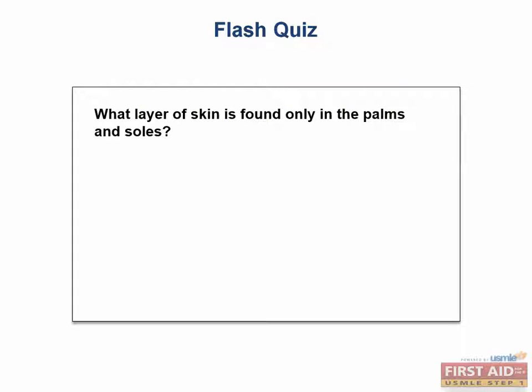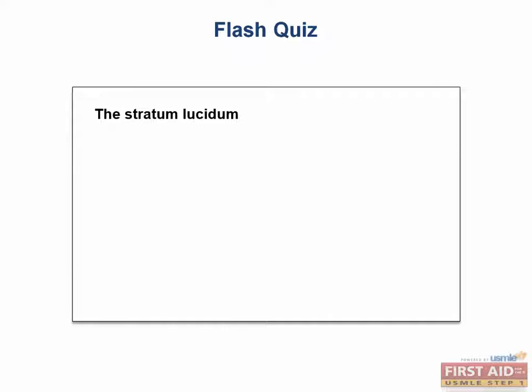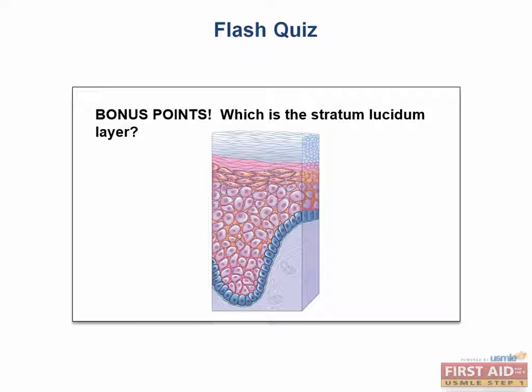Okay, let's have a flash quiz. What layer of skin is found only in the palms and the soles? The stratum lucidum. Want a little flash quiz bonus? Which is the stratum lucidum layer in this picture? It's right here in the pink.